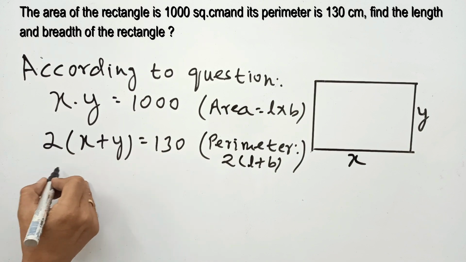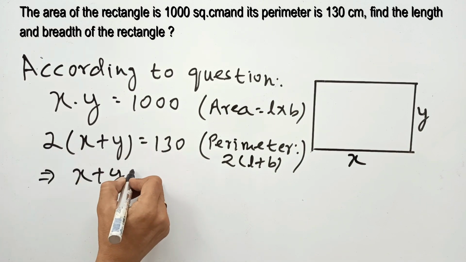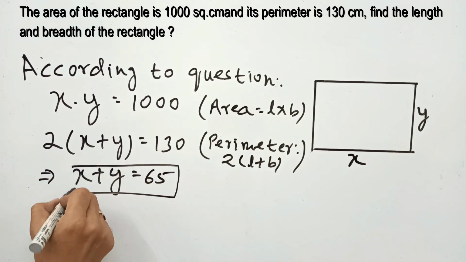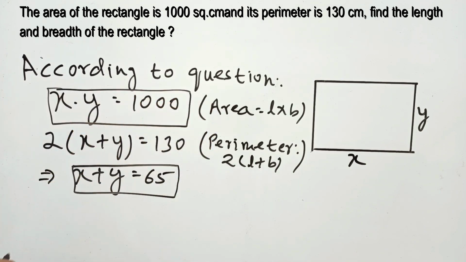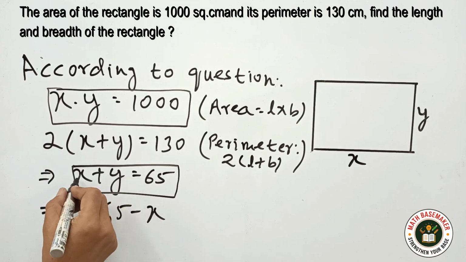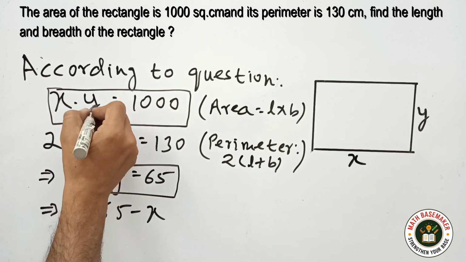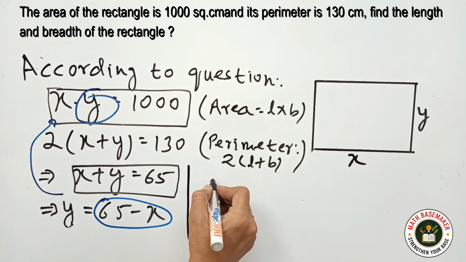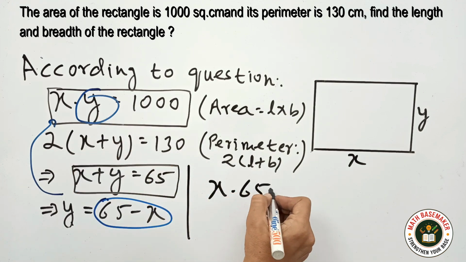Now listen students, we can solve further here. So it will be x plus y, and dividing 130 by 2, it will be 65. Now we have two equations, this one and this one. With the help of these two equations, we can find x and y. From here we take y is equal to 65 minus x. Now we will use this y here. So we will write x into y, and instead of y, we will write 65 minus x.